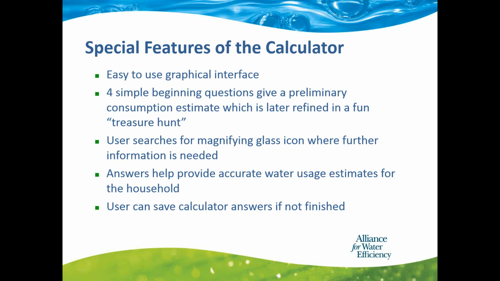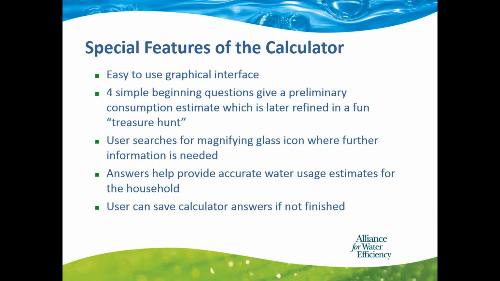We're particularly proud of this calculator because we think it has an easy-to-use graphical interface. There are 4 simple beginning questions that launch the calculator, and they give a preliminary consumption estimate, which is later refined in what I like to call a little treasure hunt. So you get an answer almost right away that's in the general ballpark, but the specific answers for your household need some clarification. There are a series of little questions embedded through the household graphics, and Peter will do the demo and show it to you in a minute.